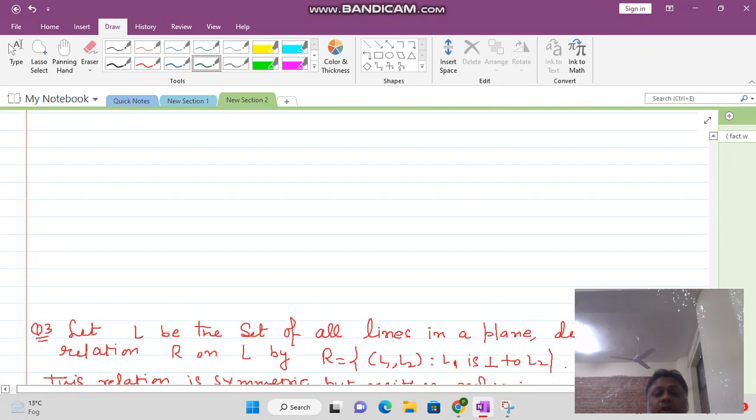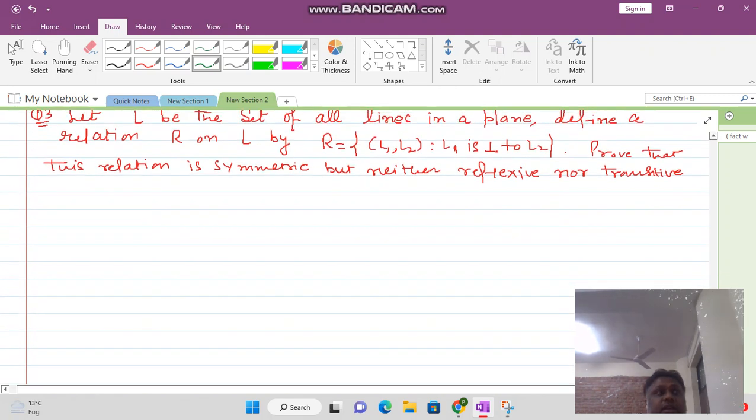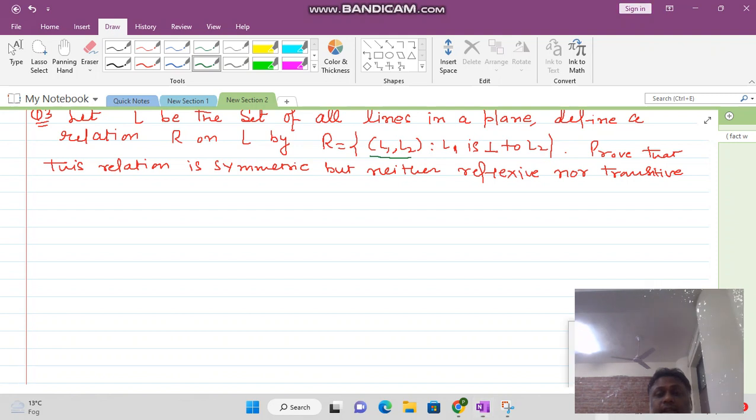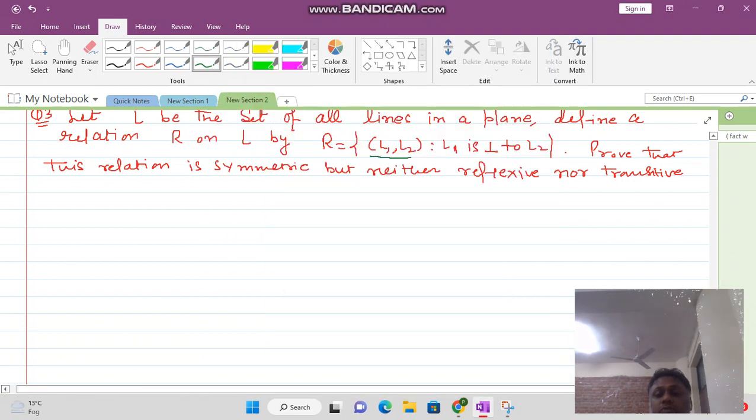Okay, now we start the next question. So here in the next question we are given the set L. Here the set L is the set of all lines in a plane, and we want to define a relation R on L such that two lines are in relation if the first line is perpendicular to the second line, and we want to check whether this relation is reflexive, symmetric, transitive or not. It is very easy to check this.